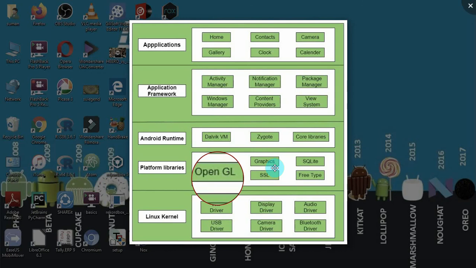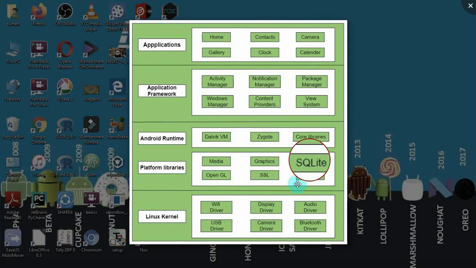Now SGL or OpenGL. These are both cross platform, or I can say cross language, application program interfaces, APIs, which are used for 2D and 3D computer graphics. So this is OpenGL and basically SGL. Now SQLite, we know that it is database support, correct?